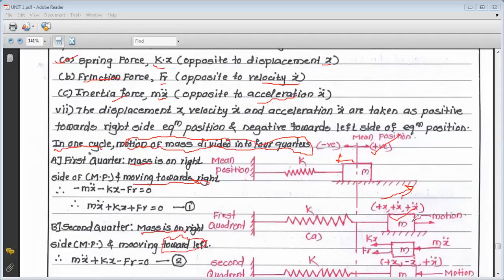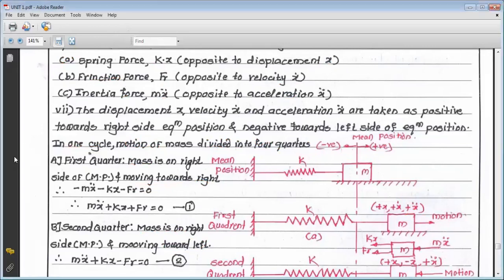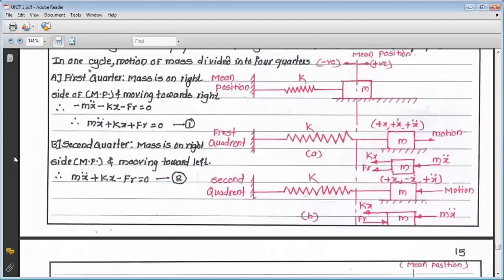Now in the first quarter, the motion of the body is to the right-hand side, but in the second quarter, the motion of the body is to the left-hand side. Because the motion of the body is to the left-hand side, only the direction of the frictional force changes. So if you take the free body diagram for the second quadrant, only there will be changes in the frictional force because the motion is changed.